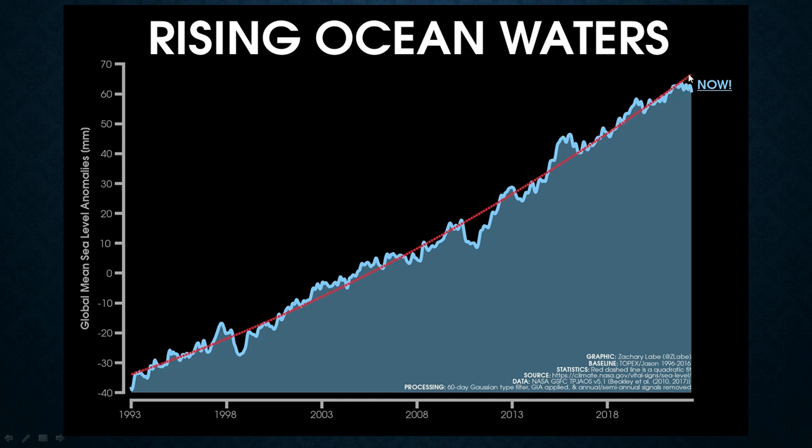Now, when you look at this red line up here and you carry that across, that looks like it's about 67 millimeters or so. 67 millimeters is 6.7 centimeters. 5 centimeters is 2 inches. So this is almost like a 2-3 inch increase in sea level rise.